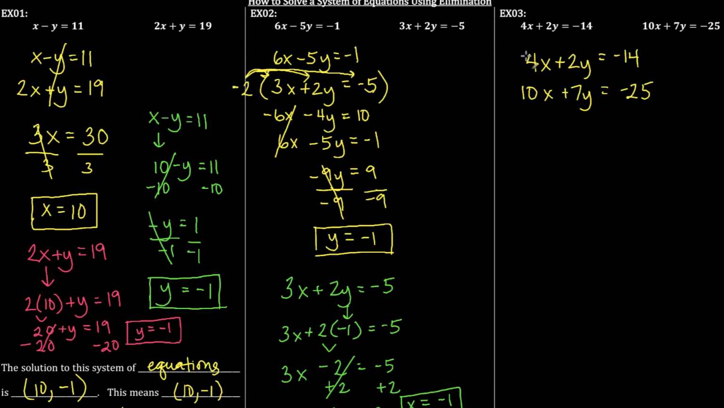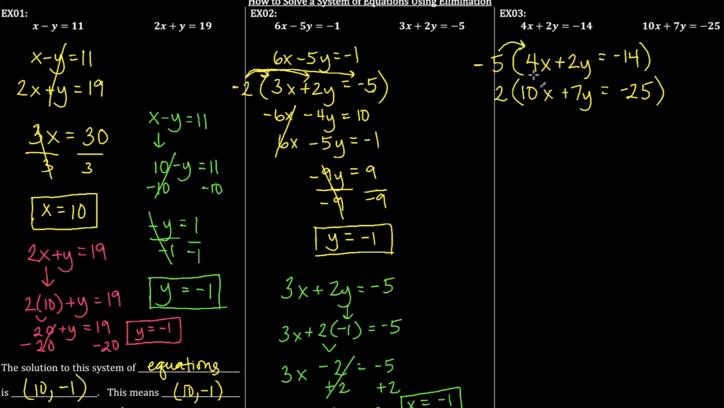So we need to find a common multiple. 4 goes into 20 and 10 goes into 20. So I'm going to multiply this by 5 and this equation by 2. The problem is, if I leave it like this, both of these will be positive, and they won't eliminate each other. It won't become 0x. So I'm going to make this one a -5.